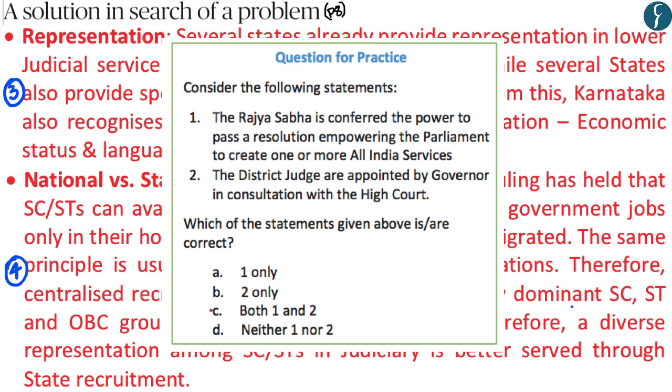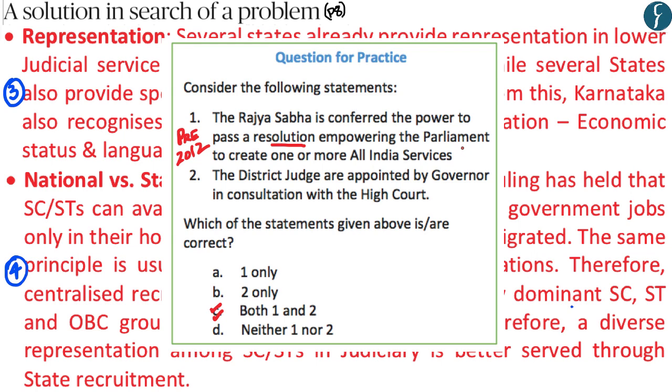Now the correct answer to this question is C, both 1 and 2. Now the first statement of this question was asked in the prelims examination of 2012, whereby as you already understand, Rajya Sabha is conferred the power to pass a resolution which would empower the Parliament to create one or more All India services.